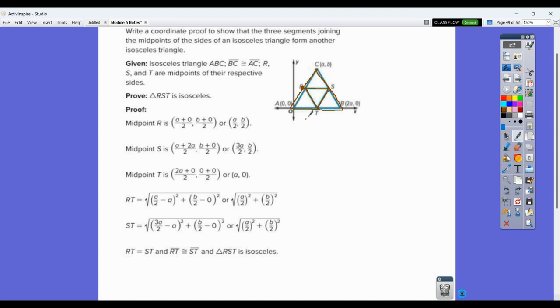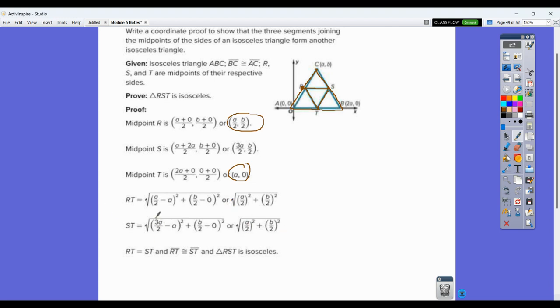So we have RT, so we have our R units and our T units, and we say that A over 2 minus A quantity squared plus B over 2 minus 0 quantity squared, which is equal to A over 2 squared plus B over 2 squared. And then we've got the square root of that. So we're going to leave it there. There's no reason to simplify anymore. We do the same thing with ST and we get to the same thing.